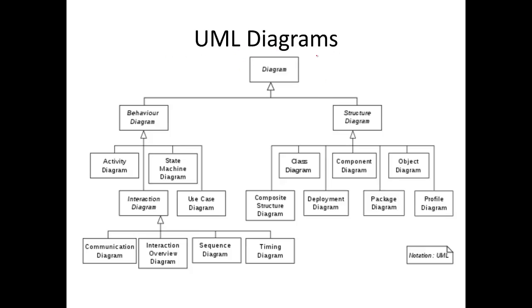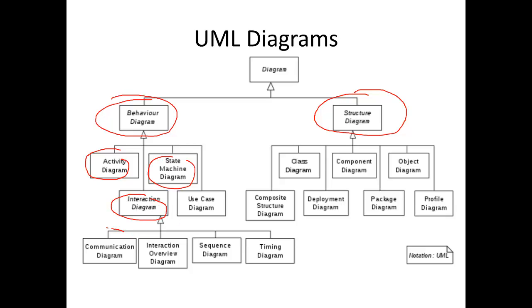This just shows the UML diagrams. In fact, UML diagrams can be decomposed into two types. One is called behavior diagram, another is called structure diagram. Behavior diagram includes activity diagram, state machine diagram, interaction diagram, and the interaction diagram also includes many other types of diagrams. Also, the behavior diagram includes the use case diagram.